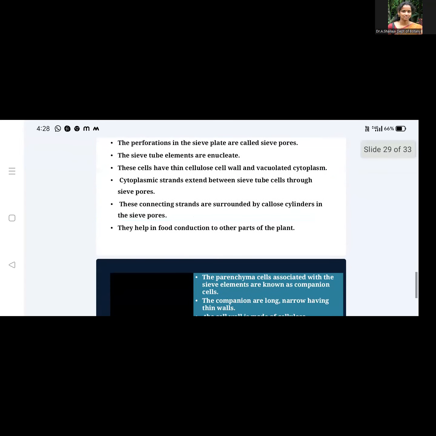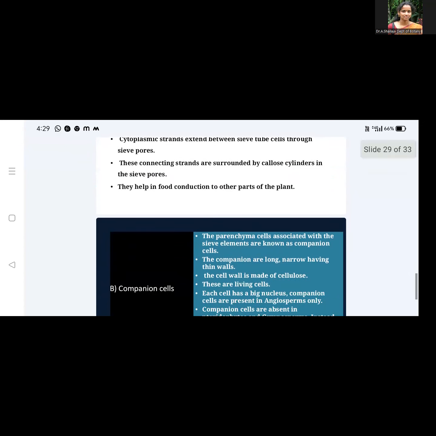The sieve tube elements are enucleate. These cells have a thin cellulose cell wall and vacuolated cytoplasm. Cytoplasmic strands extend between sieve tube cells through the sieve pores. These connecting strands are surrounded by callose cylinders in the sieve pores, which is very important. Callose helps in the conduction of food to other parts of the plant. That is the sieve tubes.